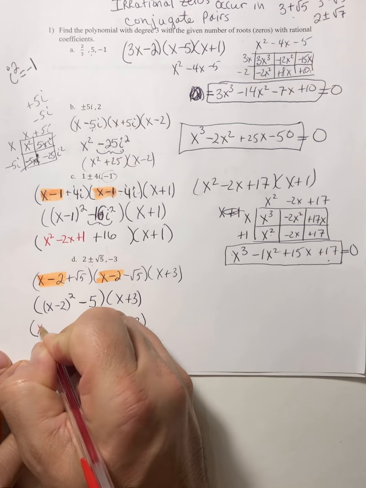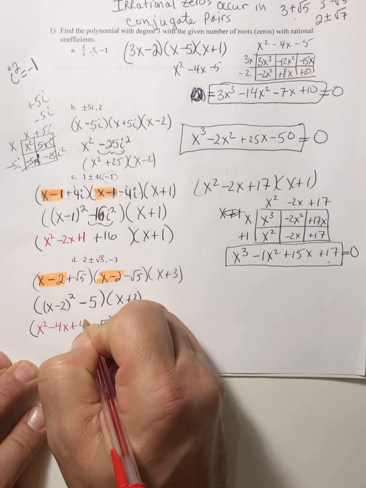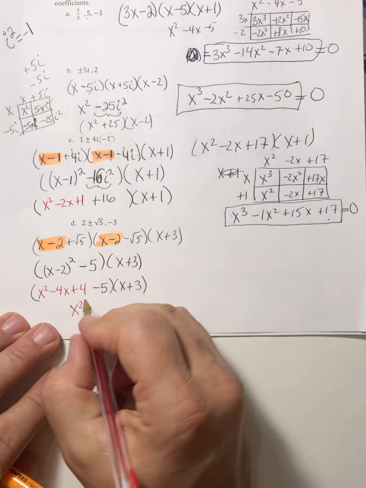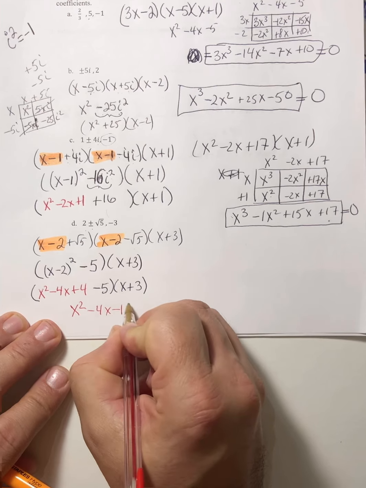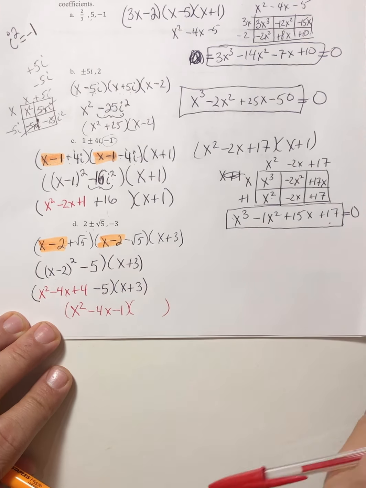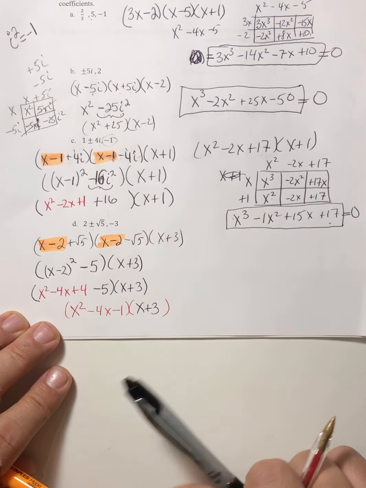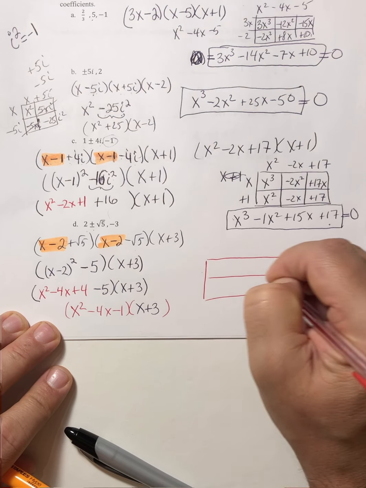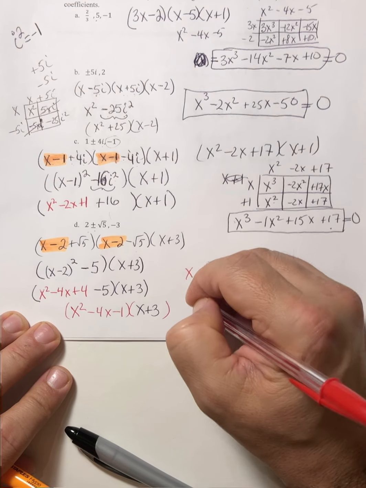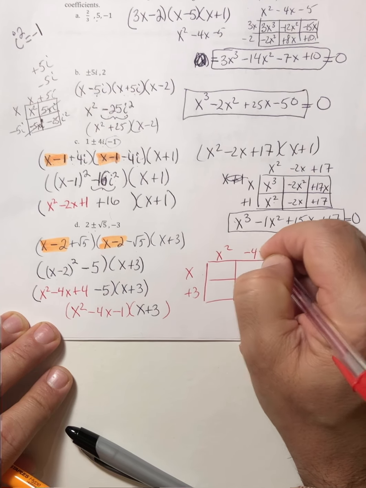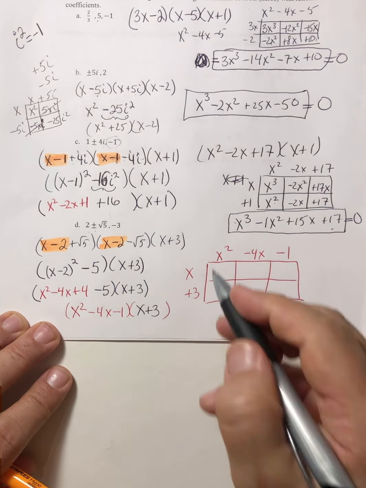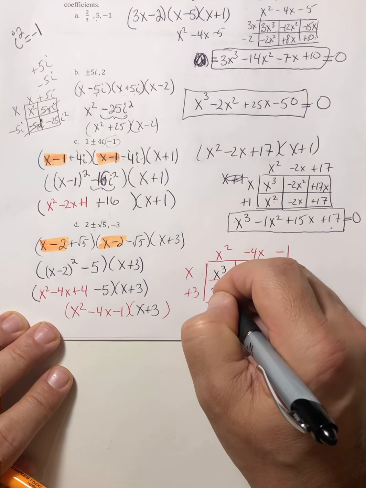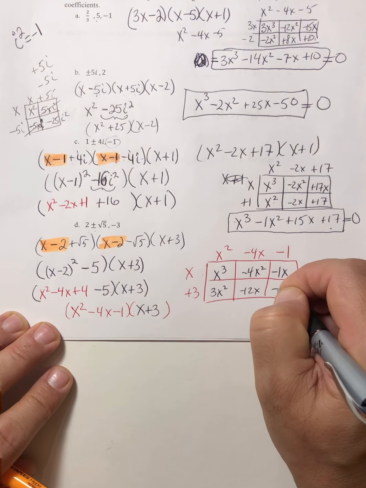So we have, that's right, x squared minus 4x plus 4. Then we have to combine those. So it's x squared, let me slide this up, minus 4x minus 1 times the x plus 3. So I'm going to do a box for that. x plus 3, x squared minus 4x minus 1, and then filling it in. So 3x squared minus 12x minus 3.